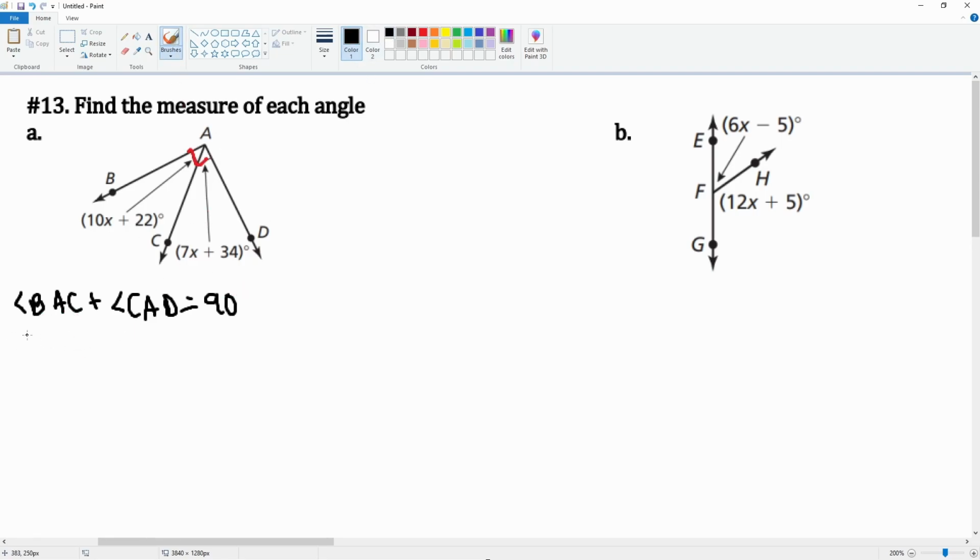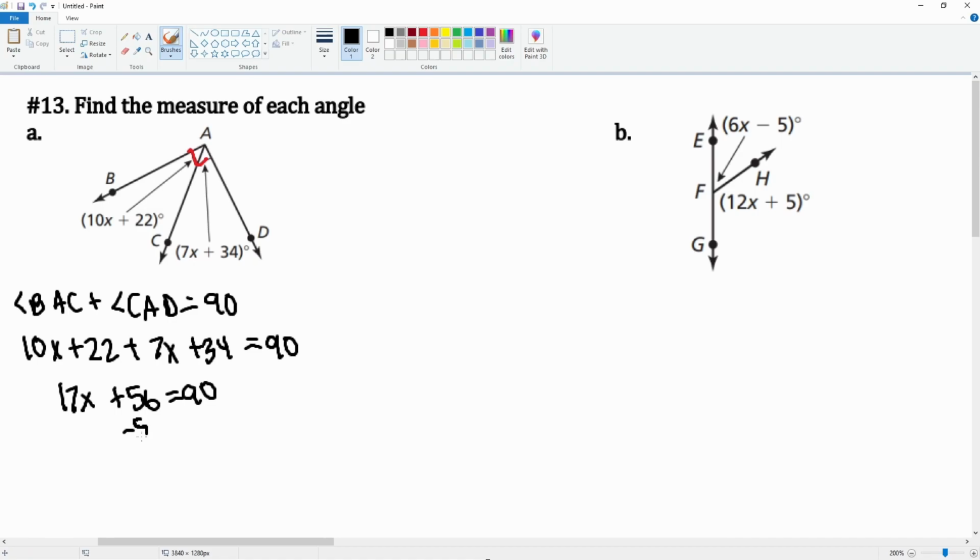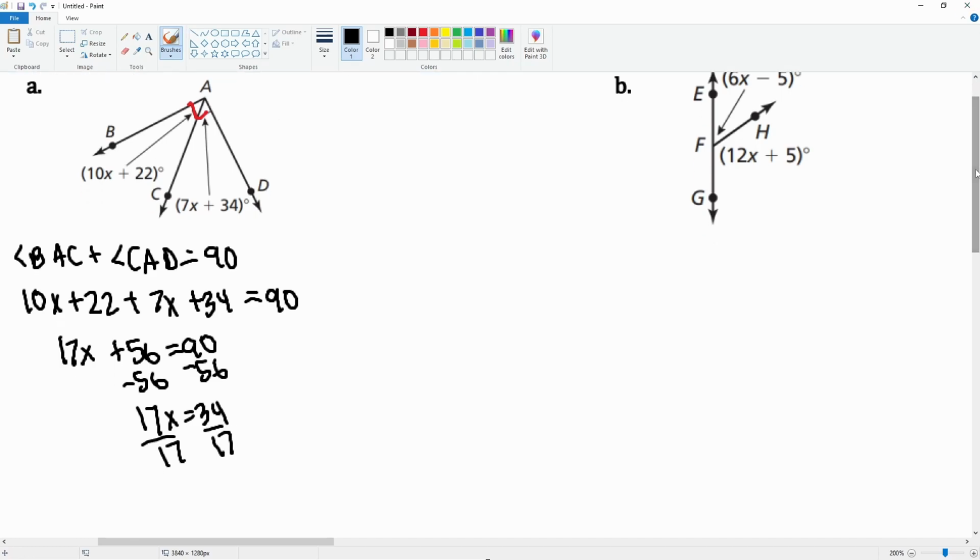Now we can make the substitution. 10x plus 22 plus 7x plus 34 is equal to 90 degrees. Combine some like terms. 10x and 7x become 17x. 22 plus 34 is 56, so 17x plus 56 is equal to 90 degrees. Subtract 56 from both sides. 90 minus 56 gets you 34. 17x is equal to 34. Divide by 17 on both sides. You should now get x is equal to 2.